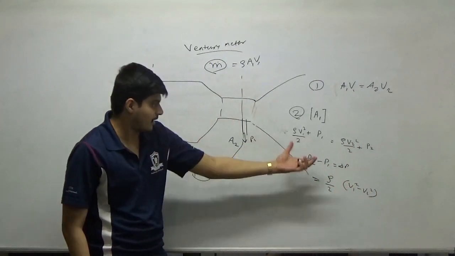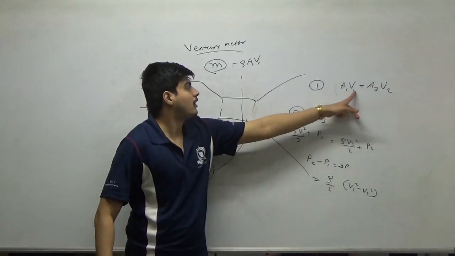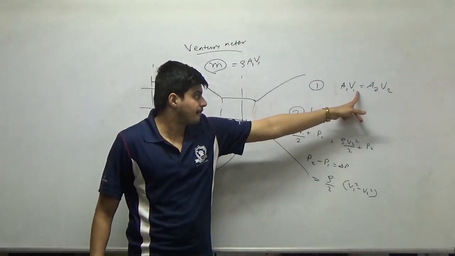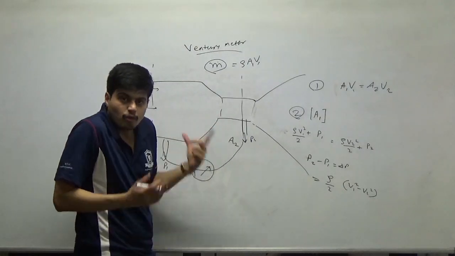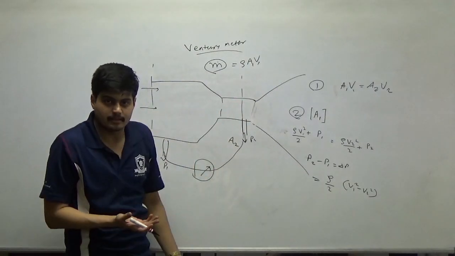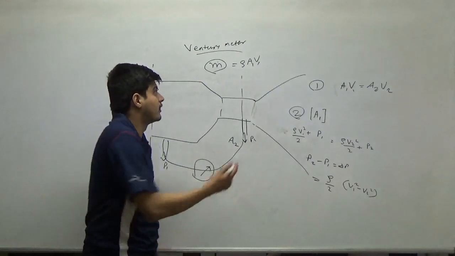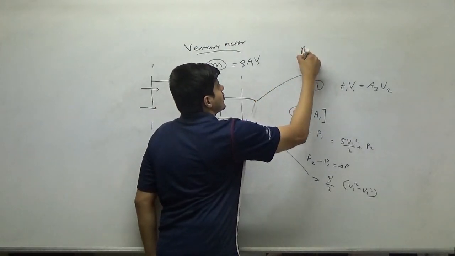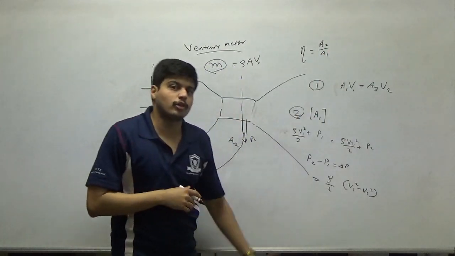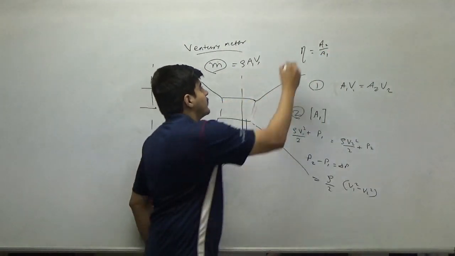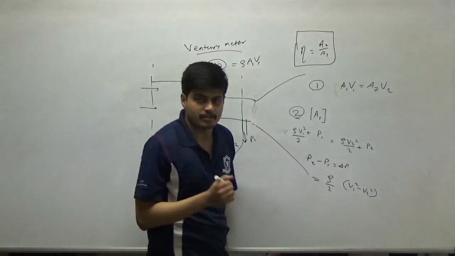Just LHS, RHS equations. I have to substitute this, right? Because area ratio is something which is my design constant. I know what my venturi is, so I know what the areas are. So it's a given parameter. Some people introduce eta as A2 upon A1, the coefficient of constriction, but we will come to it. Just be sure to understand this term.